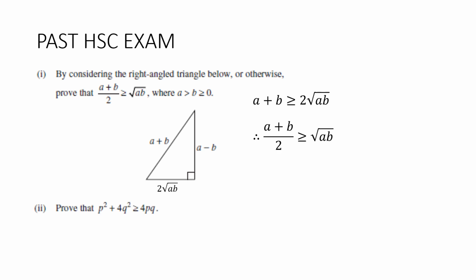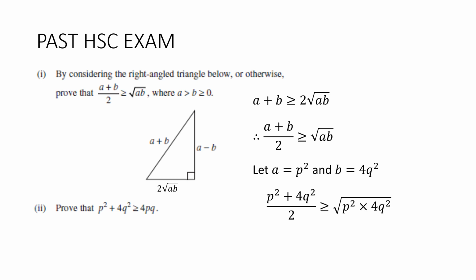Here's part 2. Prove that p squared plus 4q squared is greater than or equal to 4pq. With these sorts of questions, we should always be using whatever they've given us in part 1. So this is the clue. But how do we get from here to here? We're going to use another really well-known technique, which is substitution. See this plus here, p squared plus 4q squared? It's kind of like the A plus B. So I'm going to substitute p squared for A and 4q squared for B, like this.